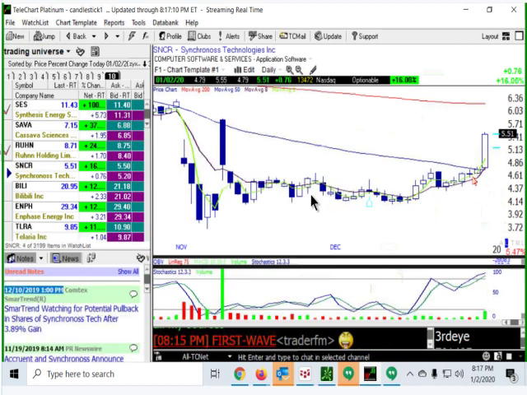Another one that's done a nice breakout. This one would have been on a watch list, if you were looking at a T-line crunch, you're looking for the breakout.